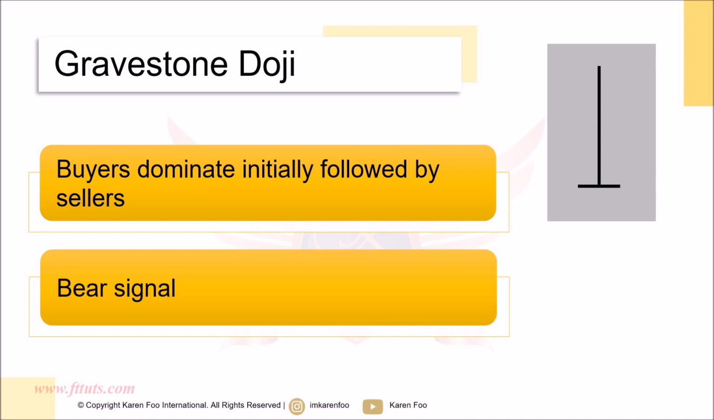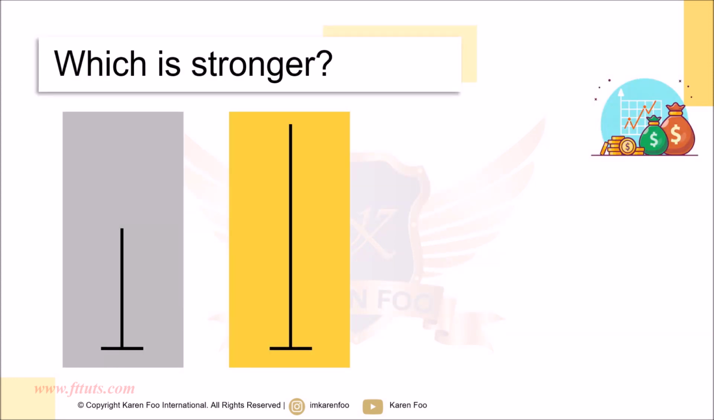So this will be effective when you find it at the end of an uptrend or during an uptrend, but you can also find it at the end of a downtrend. So when you see it at the end of a downtrend, what does this mean? Later you'll know. So if I ask you which pattern over here is stronger, the first one or the second one? Definitely the second one.